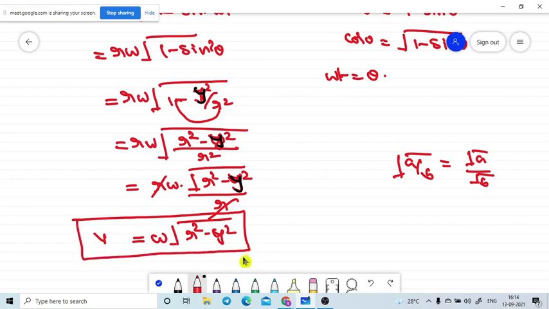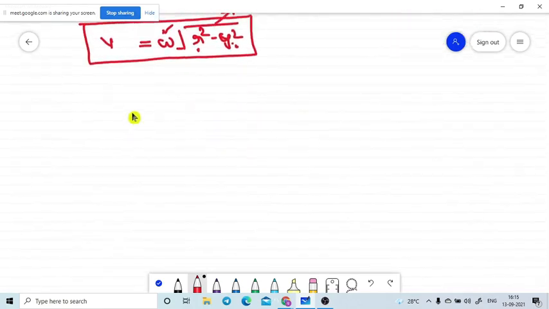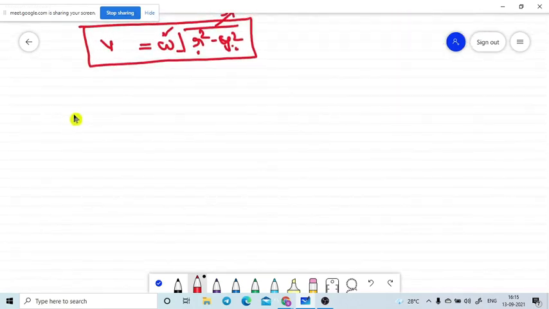Here omega is the angular velocity of the particle, R is the radius of the particle's circle, the reference circle, and y is the displacement of the particle in the reference circle. In this case also we are moving to the special cases, so let me write this equation separately, where the velocity will be maximum.